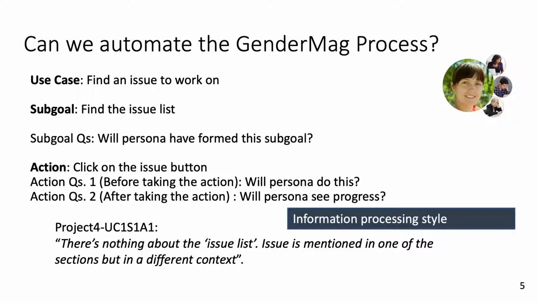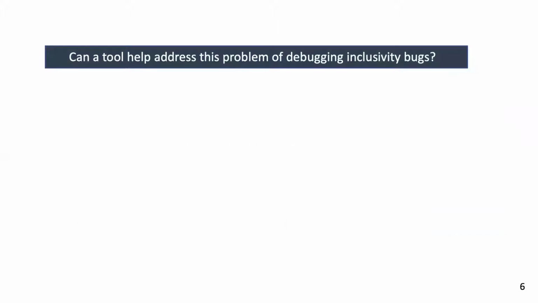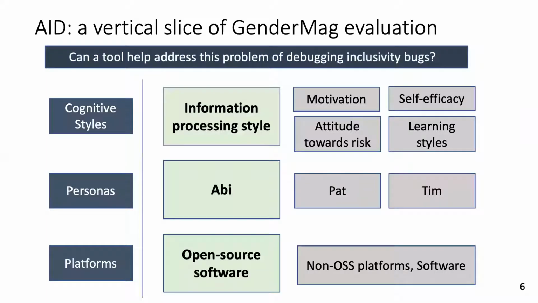So that brings us to the question, can a tool help address this problem? Its ultimate goal is to automatically detect these gender inclusivity bugs. In this paper, we report our first step of automating a vertical slice of the GenderMag method. Specifically, this version of the tool uses a portion of all the components of GenderMag, one of its cognitive styles, one of its personas, and a portion of its scope, which is open source GitHub projects.